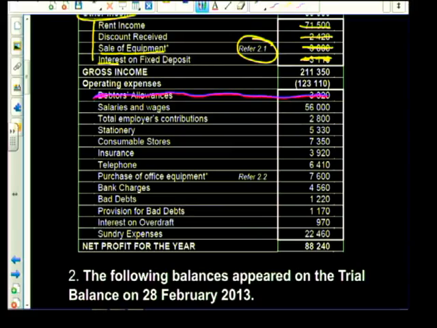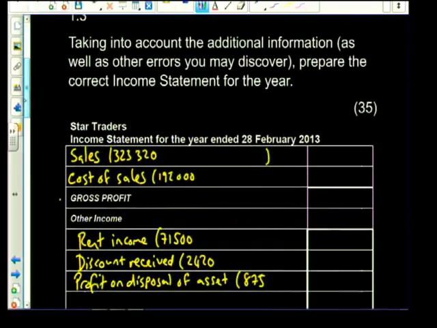So this 3,320 Rand should not have been recorded as an operating expense. This 3,320 Rand needs to have been subtracted from sales over here, because debtors allowances represent returns by debtors, and as such they are subtracted from sales. So make sure you know how to do that.